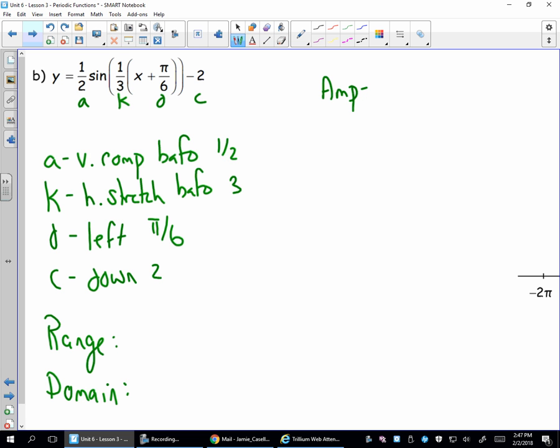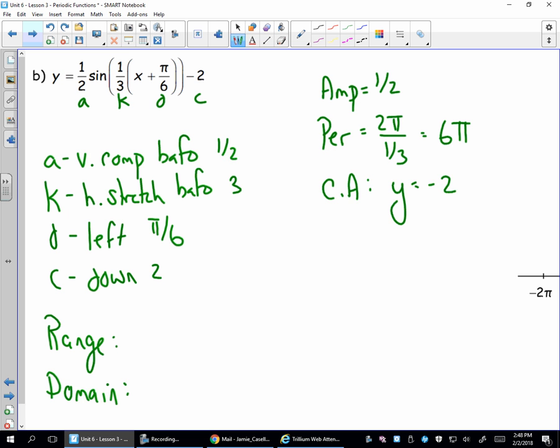Our amplitude is A, which is 1/2. Our period is 2 pi over K, which is 1/3. It's going to get 3 times as long, so 6 pi. And our central axis has the equation y equals -2. Okay, so what's normal? Normal is -2 in this case. And from normal, we have to go down 1/2, so -2.5, and then up 1/2, -1.5. So this is our C minus amp and C plus amp.